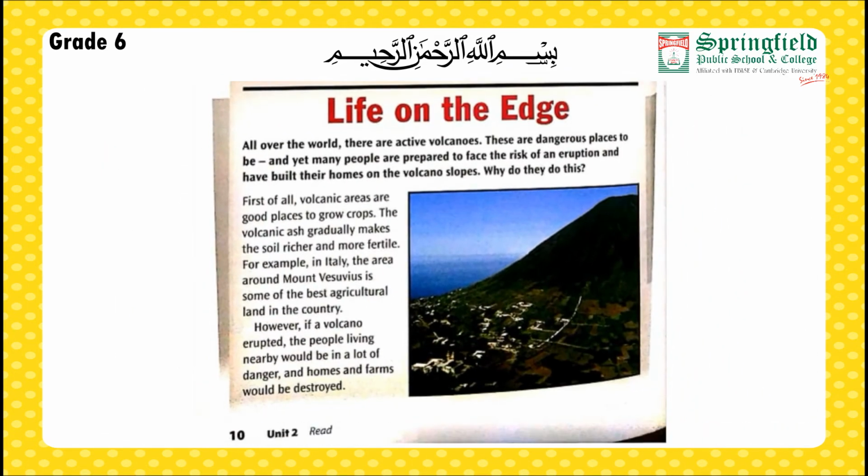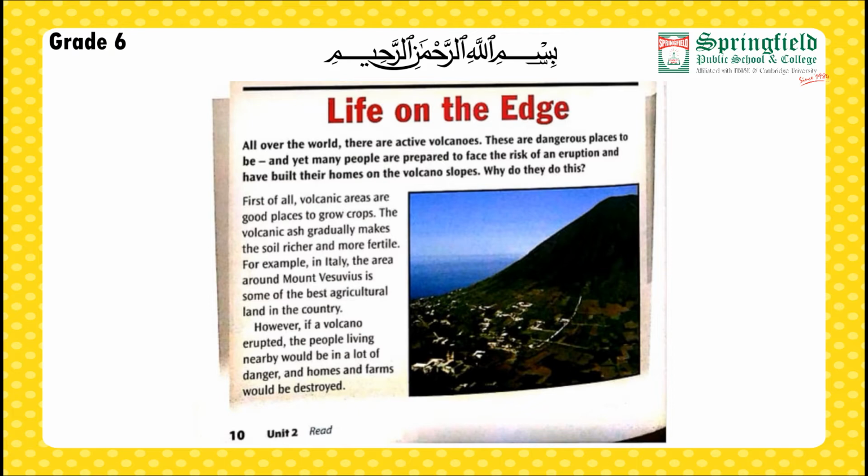Life on the Edge. All over the world there are active volcanoes. An active volcano is a volcano which has had at least one eruption during the past 10,000 years, and is dormant. A dormant volcano is the one which can erupt. These are dangerous places to be, and of course, where there is a volcano which is dormant is definitely not a very safe place to be.